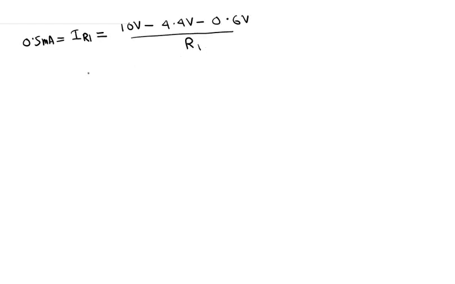Okay, so IR1, which is basically equal to 0.5 milliamperes, is equal to 10 volts minus 4.4 volts minus V gamma, which is 0.6 volts, divided by R1. So our R1 is basically 5 volts divided by 0.5 milliamps, which gives me 10 kilo ohms. So we have found out the value of R1, R2 and R3.